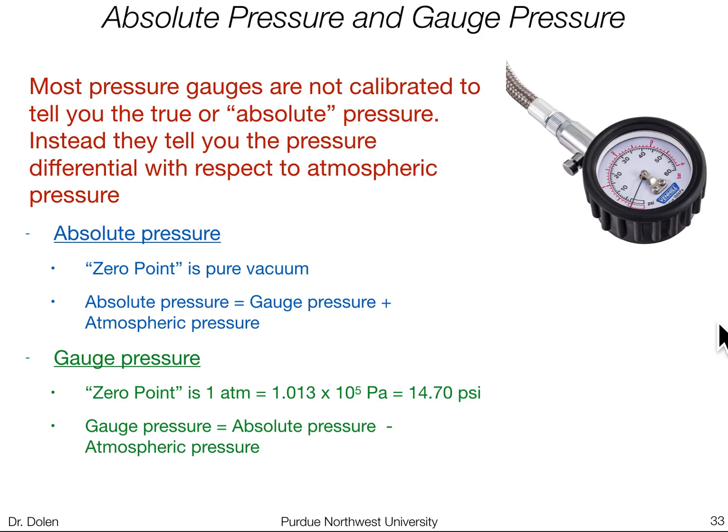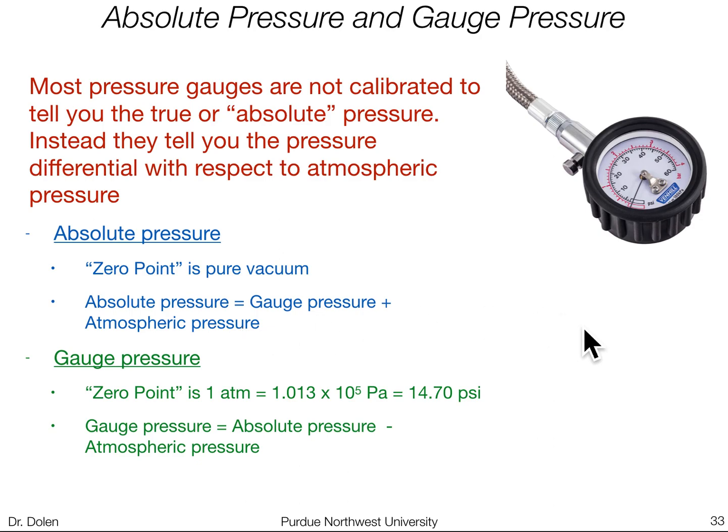Okay, so to be clear on our terminology, the absolute pressure is the true pressure, where zero pressure corresponds to a total vacuum, where you have no molecules bouncing around, hitting the side of your container. There's just no pressure at all, right? And that's the zero pressure point. Any pressure above that we measure in terms of newtons per square meter or pascals. And so the absolute pressure is the gauge pressure plus the atmospheric pressure.